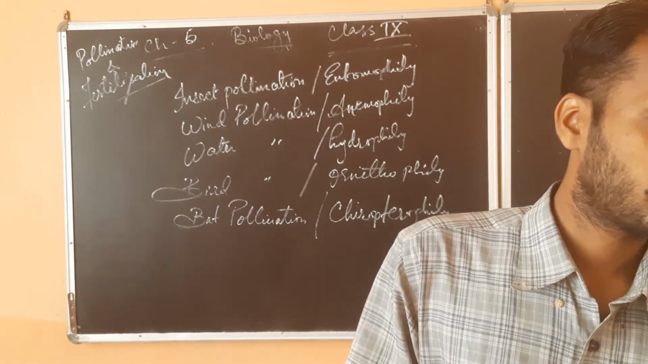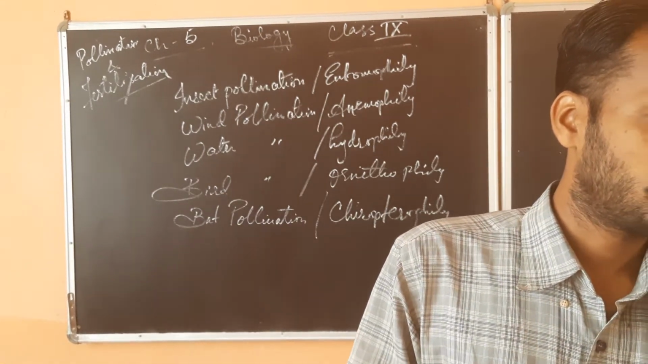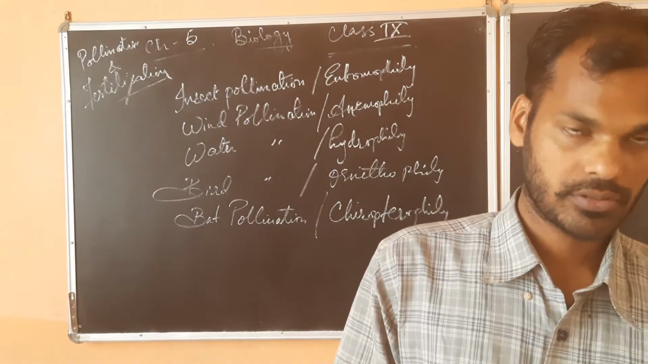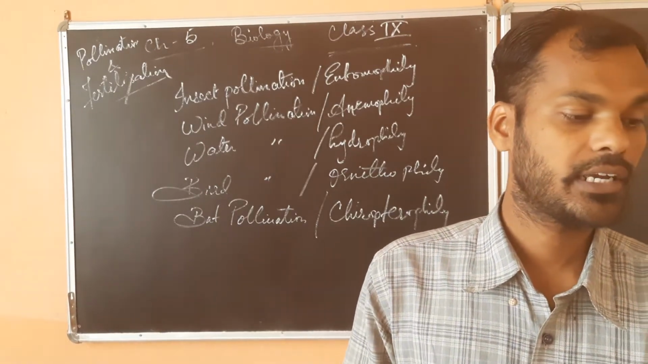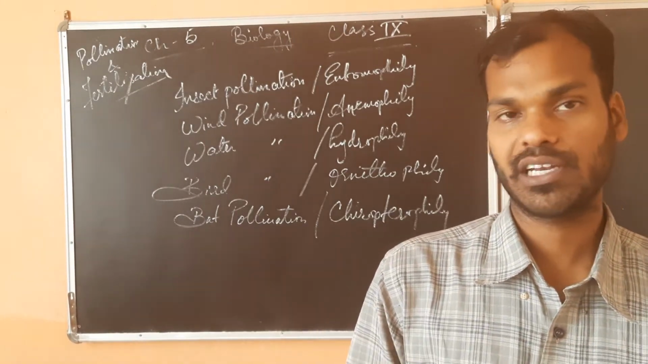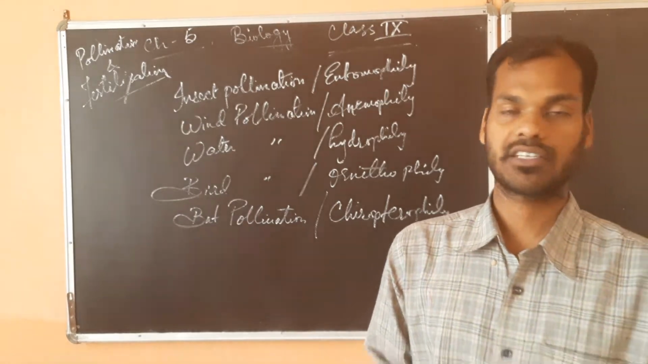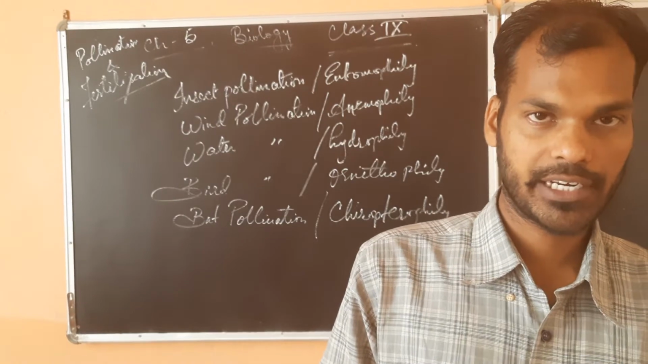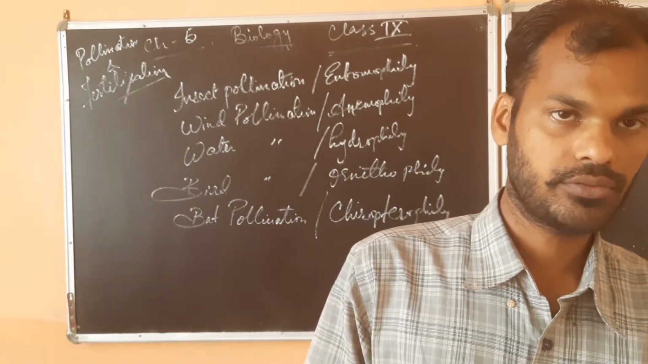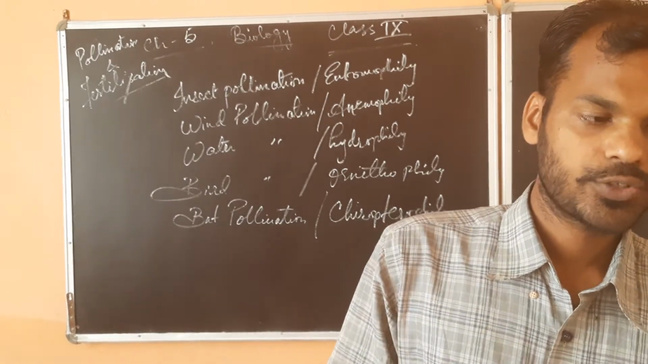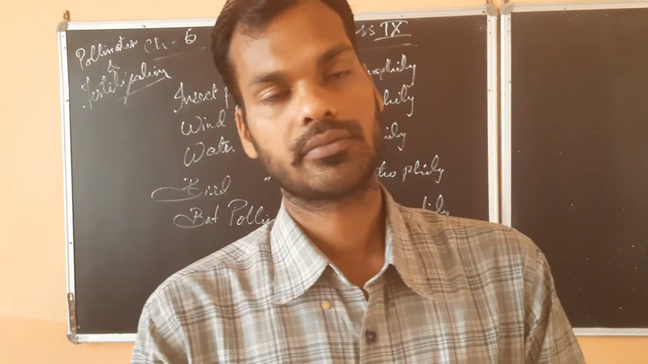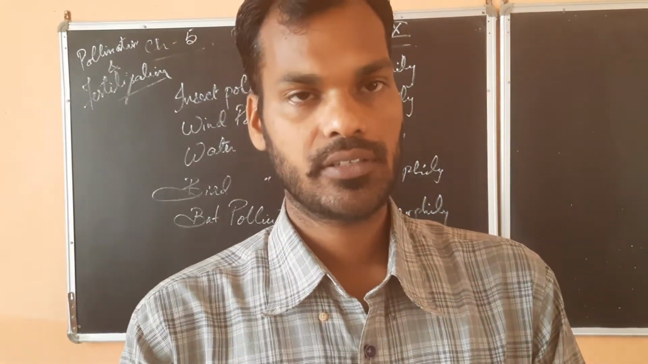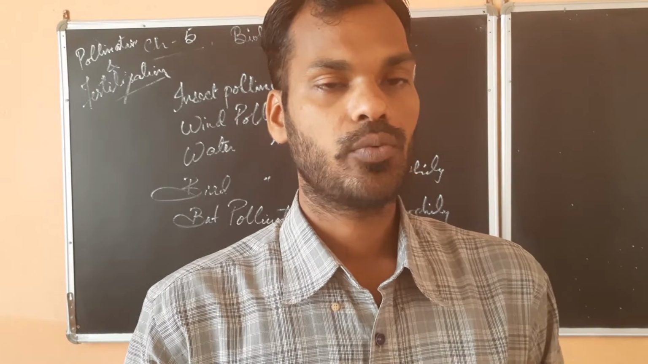They should be borne on long stalks. Pollen grains should be produced in large numbers because there is a large chance of damage to the pollen grains due to the water. So these are some of the characteristics which help in water pollination.